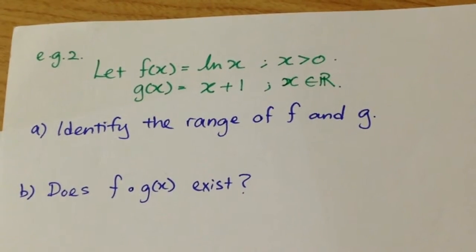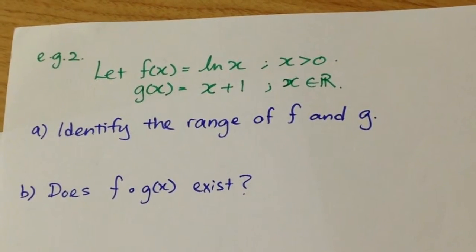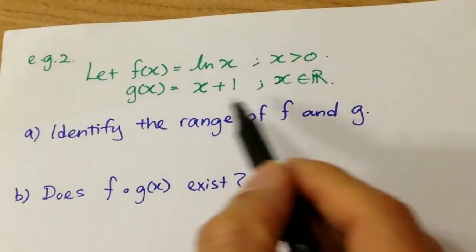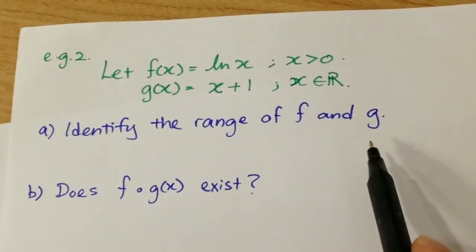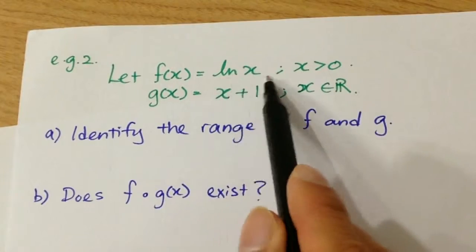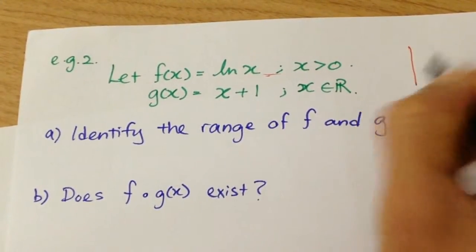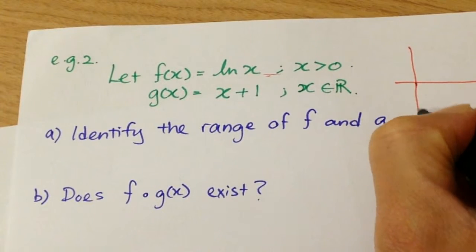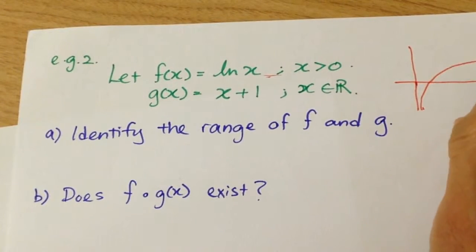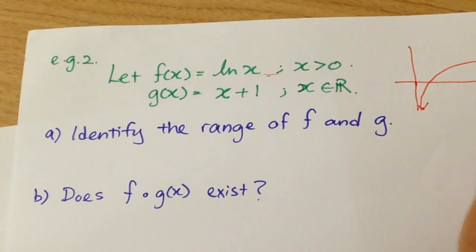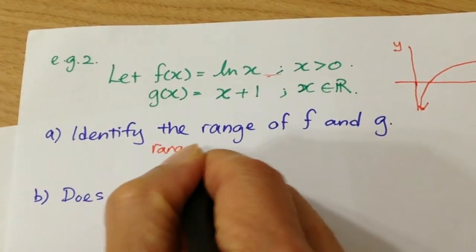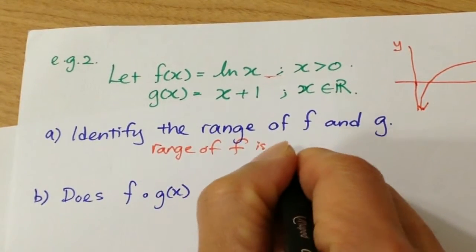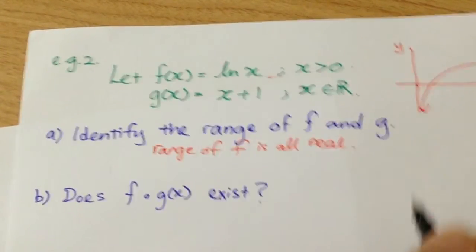Let us consider another example. Here we have f of x equals natural log of x, where x must be larger than 0. And here's another function. We have to identify the range of f and g. Now, given this particular domain of f, you can sketch it out. The logarithmic curve looks something like this, right? Here's x, here's y. This is f, ln x. So you can see that the range of f is actually all real numbers.